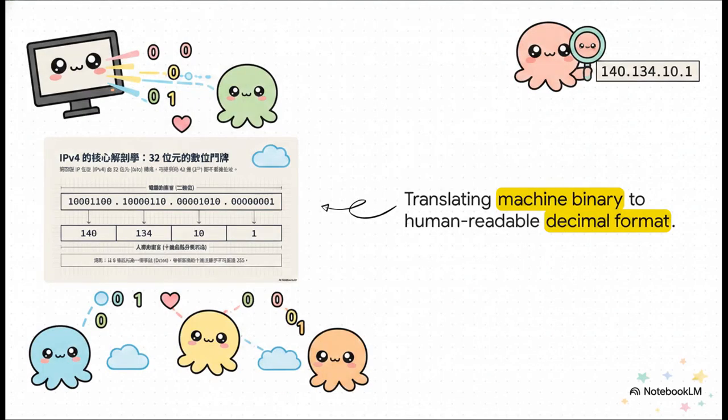Of course, computers speak in raw ones and zeros, but we need something human-readable. So we systematically group those binary digits into 4 distinct blocks. That string of binary perfectly translates to the familiar decimal format we all know, like 140.134.10.1. And since each block is exactly 8 bits long, the absolute maximum decimal value any single block can ever hit is 255. No exceptions.